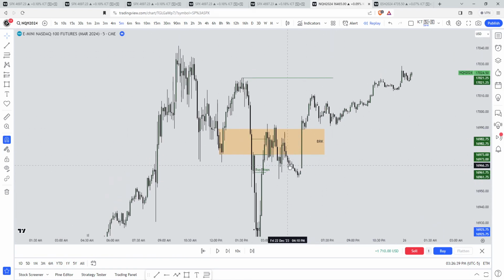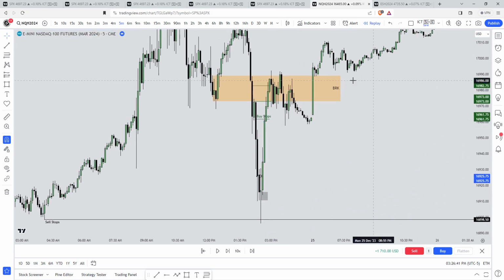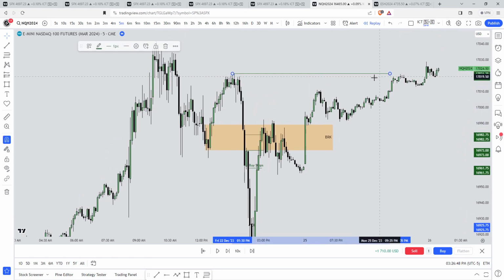But this was nice delivery. This is what we look for. So you saw me use the breaker as a low-hanging fruit target for a 1 to 1.5 RR. It's likely to head for the buy side above.